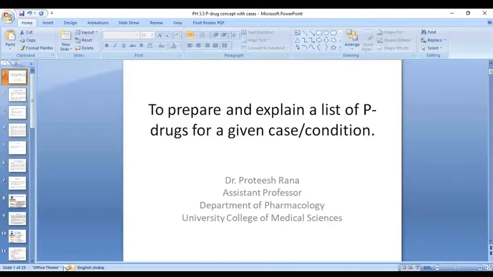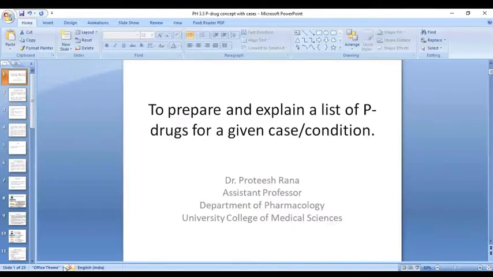These are the four parameters with which we usually tend to gauge. We are applying these parameters at a subconscious level whenever we are prescribing. Now, in this exercise, we are going to formulate how we actually go about doing it, and we will try to find a P drug for a particular case or condition.